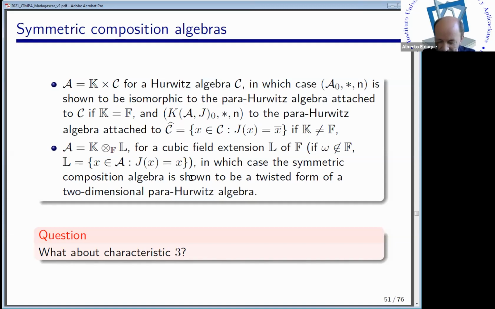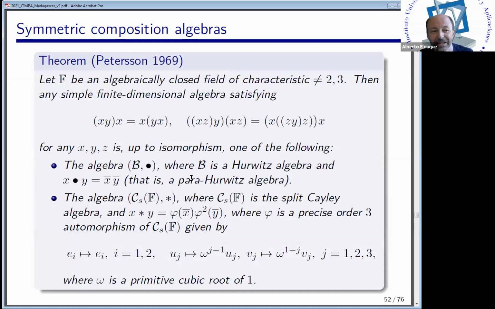So what can be done? The clue to deal with characteristic 3 was a result by Petersson, valid in characteristic different from 2 and 3. So the clue was given by a result that works only in characteristic different from 3, but it gave the clue to deal with characteristic 3. And this is the result by Petersson. It was not a result about composition algebras. It was a result about flexible algebras. Algebras that satisfy this property are called flexible, plus an extra identity.